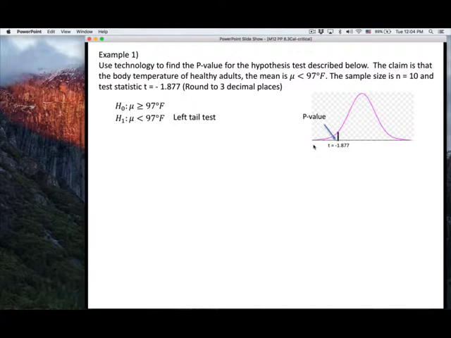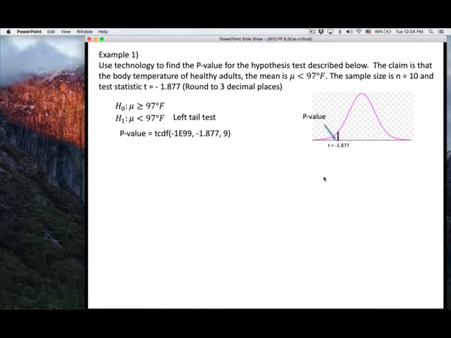Okay, so now we'll be using the tcdf. Make sure you always look at it from the left to the right. So the lower value here will be negative 1E99, and then the upper value will be negative 1.877. And then you need the degrees of freedom. Degrees of freedom will be n minus 1, so it's going to be 10 minus 1. You're going to get a 9 here.